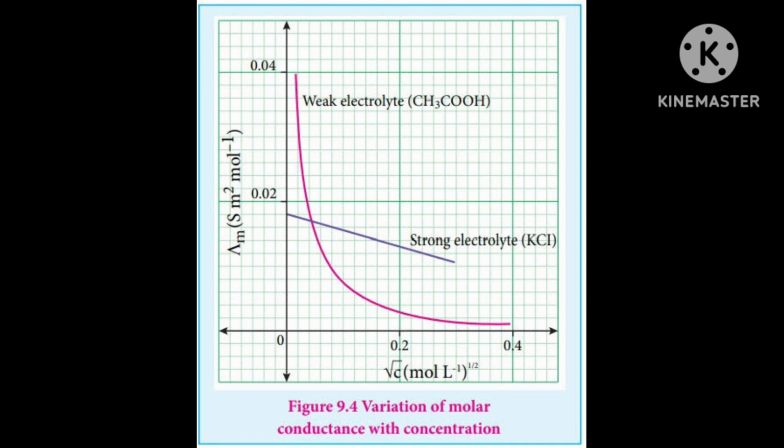Then now all three values are known. R value is given, 5.55 into 10 to the power 3 ohm. Then you put the value of R. A value you have already calculated, 0.785 into 10 to the power minus 4 meter square, and divided by L. Then L is equal to 50 centimeter.